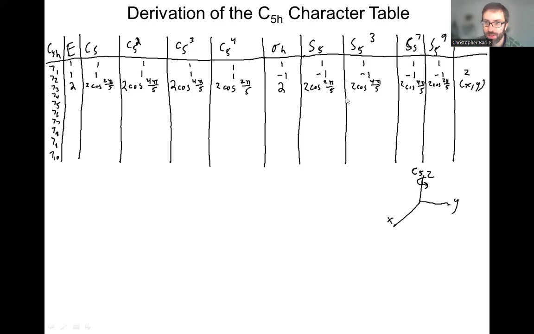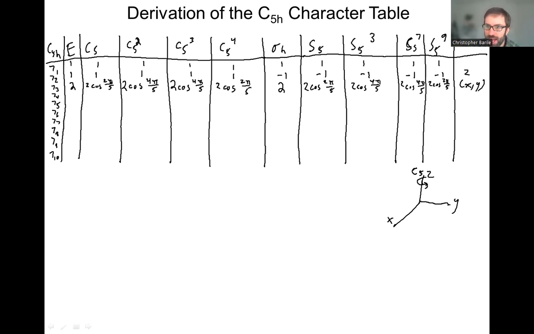All right, so this is part 3 of a video in which we're deriving the C5h character table. Where we got last time is we knew there were ones across the board for the first irreducible representation. That's true for every character table. And then we had this z function that we tested. We got five ones and five negative ones.